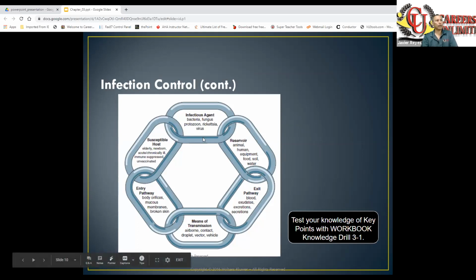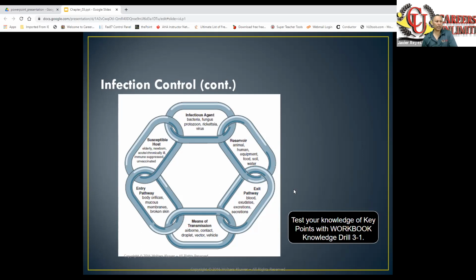So here again are the elements of infection control. Your agent, a bacteria, fungus, or whatever. A reservoir: where does it live? Animals, humans, a bucket. An exit pathway: how did it make it out? Through your blood, saliva, mucus, coughing. All this is an exit pathway, through your nose, through your mouth, through your genitals.